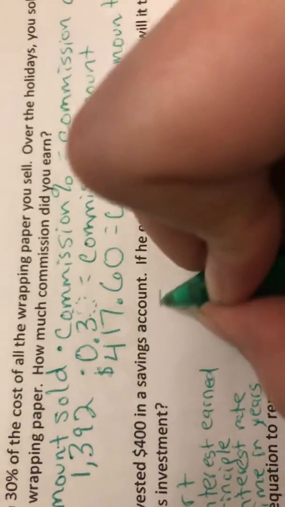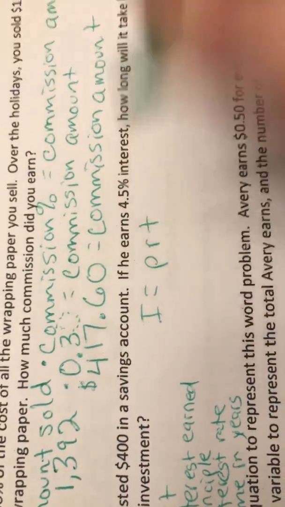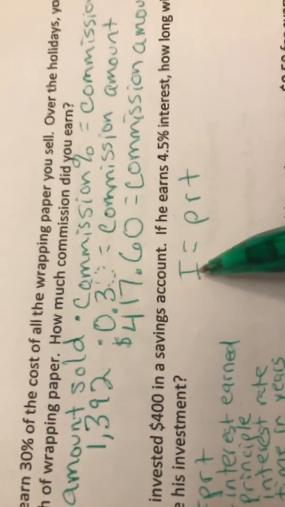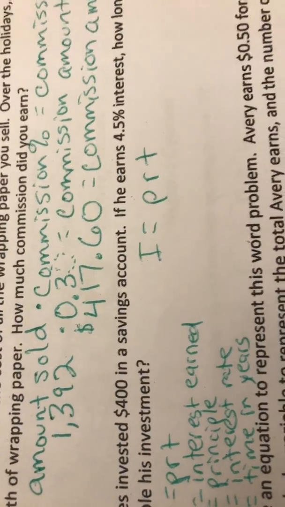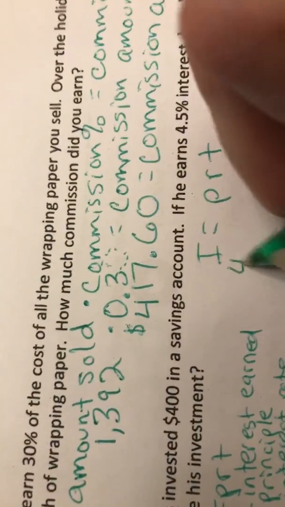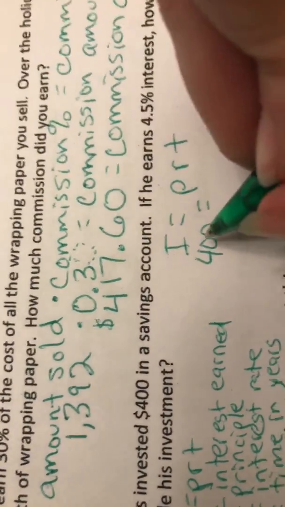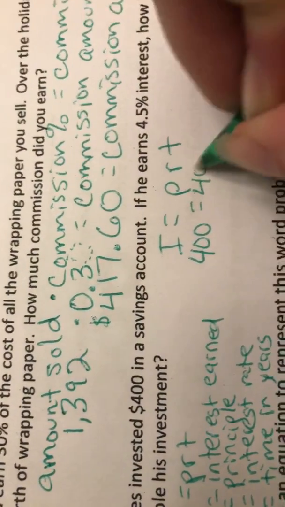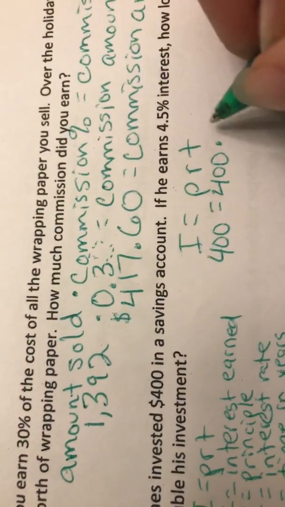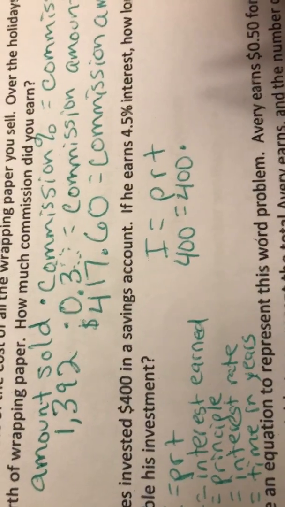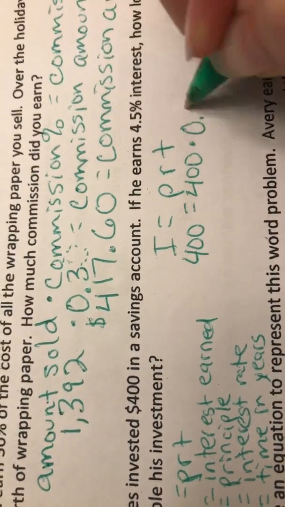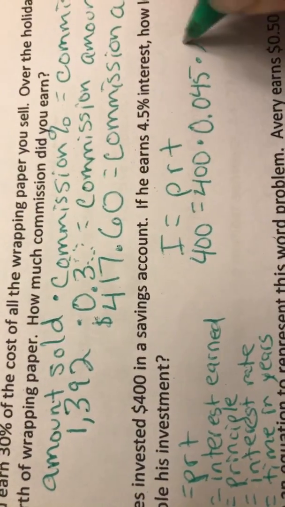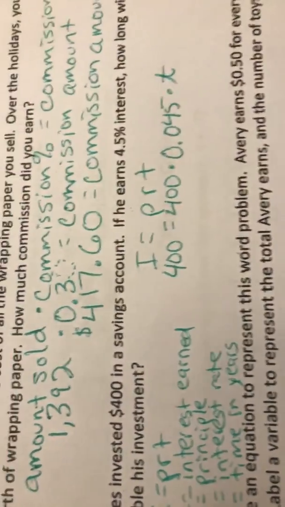So over here, if I start with I equals PRT, the interest earned is going to be $400, because if I earn $400 and I start with $400, that will have doubled my amount. So my interest earned and my principal are both $400. My interest rate is 4.5%, which we have to write as a decimal, so we move it 2 places to the left. That's 0.045 times our variable t.